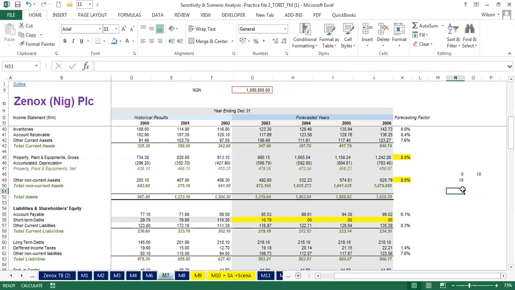So it means that rather than us having a short-term debt that is negative, what it means in practice is that we've definitely paid off all our short-term debt, and the excess cash that is being generated is added to cash and cash equivalents.